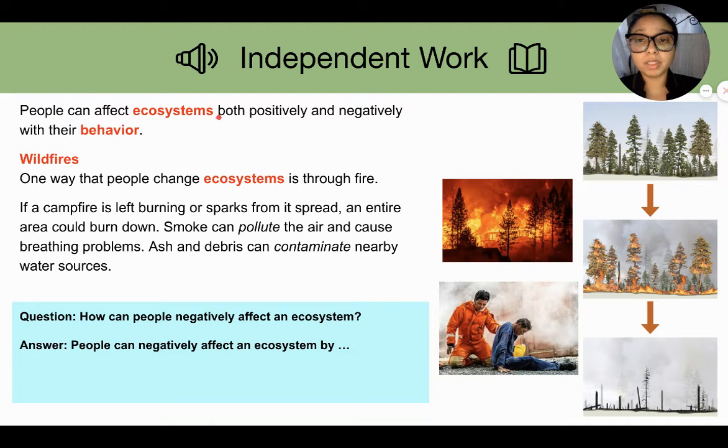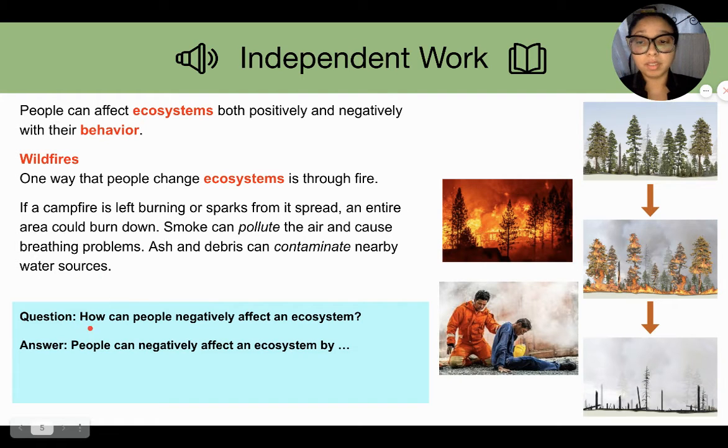People can affect ecosystems both positively and negatively with their behavior. Wildfires. One way that people change ecosystems is through fire. If a campfire is left burning or sparks from it spread, an entire area could burn down. Smoke can pollute the air and cause breathing problems. Ash and debris can contaminate nearby water sources.